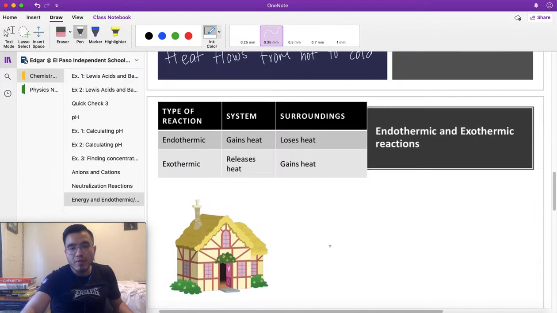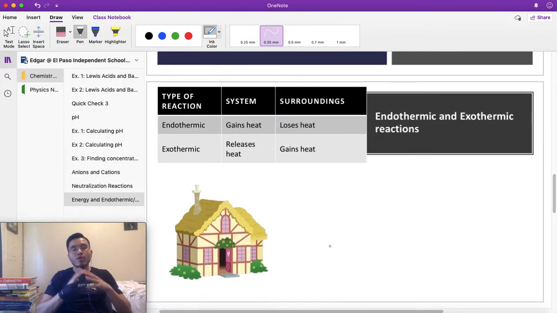Now, let's go over the reactions: endothermic and exothermic. Okay? For an endothermic, the system gains heat and the surroundings loses heat. For an exothermic, the system releases heat and the surroundings gain that amount of heat. It has to be equal, okay? Whatever is lost by the system will be gained by the surroundings. Whatever is gained by the system will be lost by the surroundings, okay?